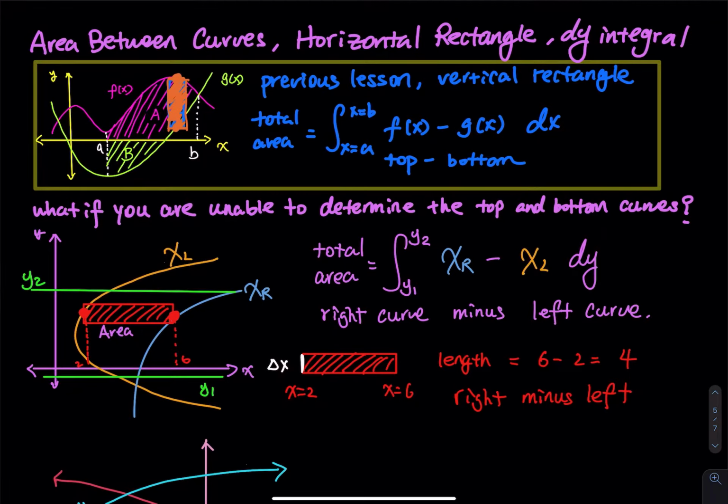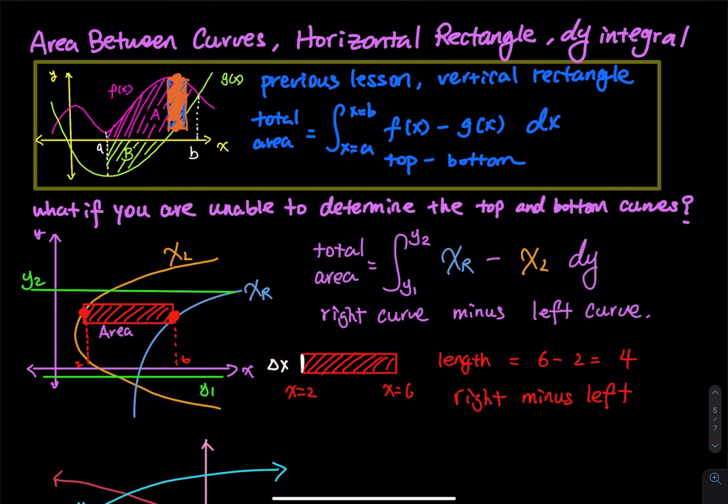The second case of area between curves is using a horizontal rectangle and then setting up a dy integral. So in the previous case, which is case 1, everything is in the yellow box. Let's go over that again. We have two curves, f of x and g of x. f is the top curve, g is the bottom curve.